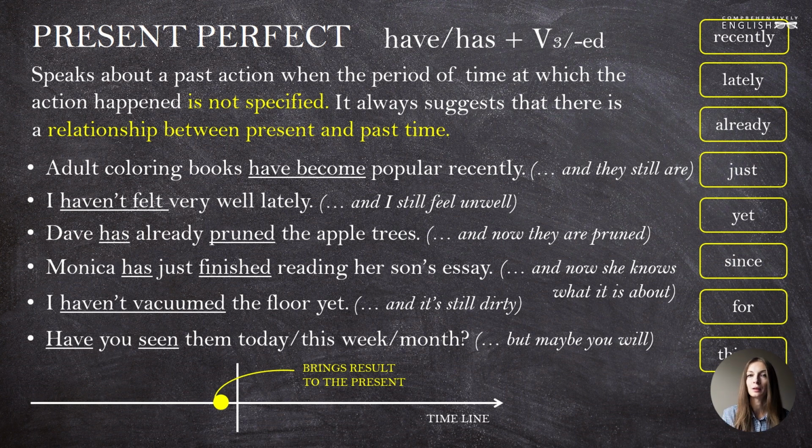If you look at this graph, you will see that the present perfect tense is situated somewhere in between the present and the past. And it stretches from the past to the present. It brings the result of the action to the present. What is important here? The action did happen in the past, but the result of this action that we are concerned with is still in the present. We are still somehow connected to that action.